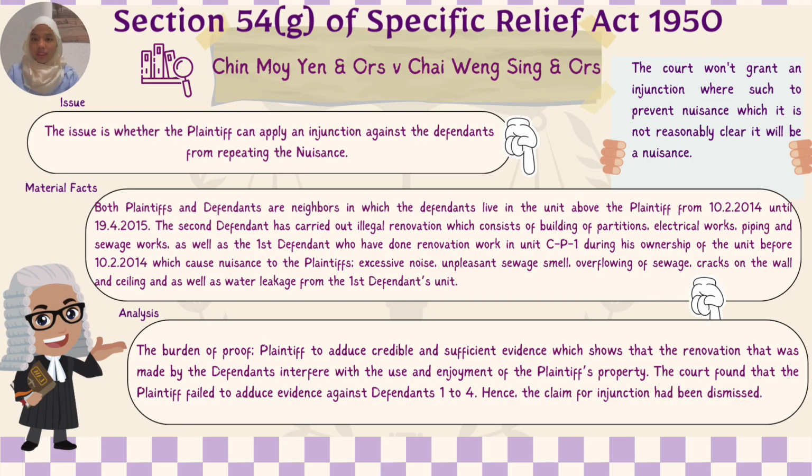Meanwhile, subsection (g) explained that the court won't grant an injunction to prevent a matter which is not reasonably clear to be a nuisance. In the case of Chir Moyen against Chai Wen Singh, the court discharged the injunction since the plaintiff failed to prove that the defendant had interfered with the plaintiff's use and enjoyment of their property.